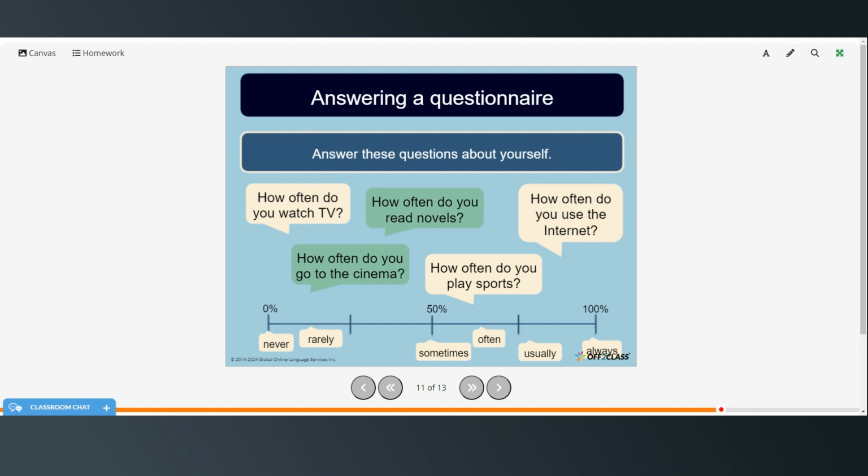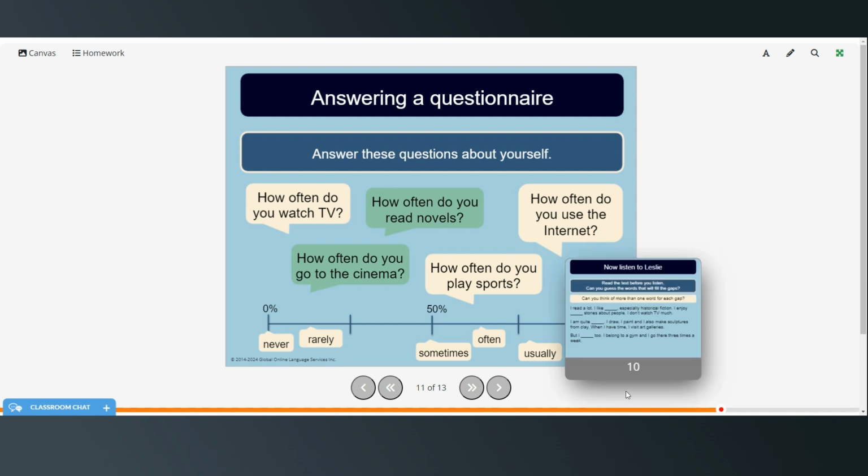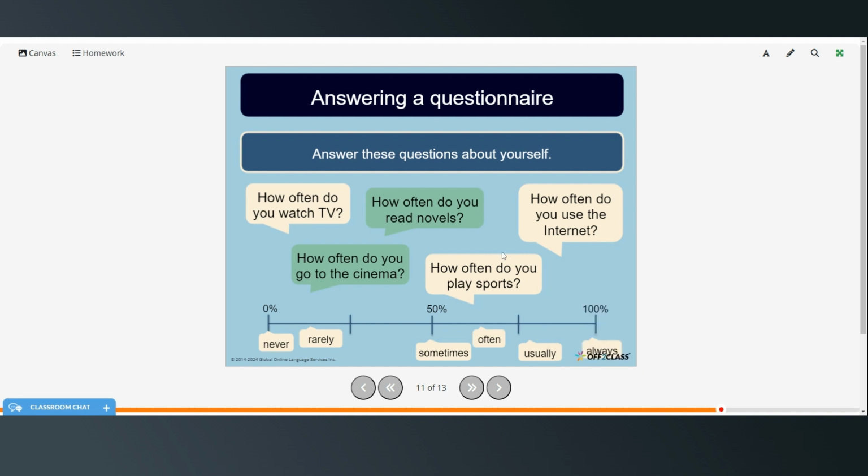So how often do you watch TV? Is it never, rarely, sometimes, often, usually, or always? For me, I would say it's probably often. How often do you go to the cinema? For me, that's rare. Rarely I go to the cinema. How often do you read novels? Always. How often do you play sports? For me, that's never. And how often do you use the internet? I would say always.